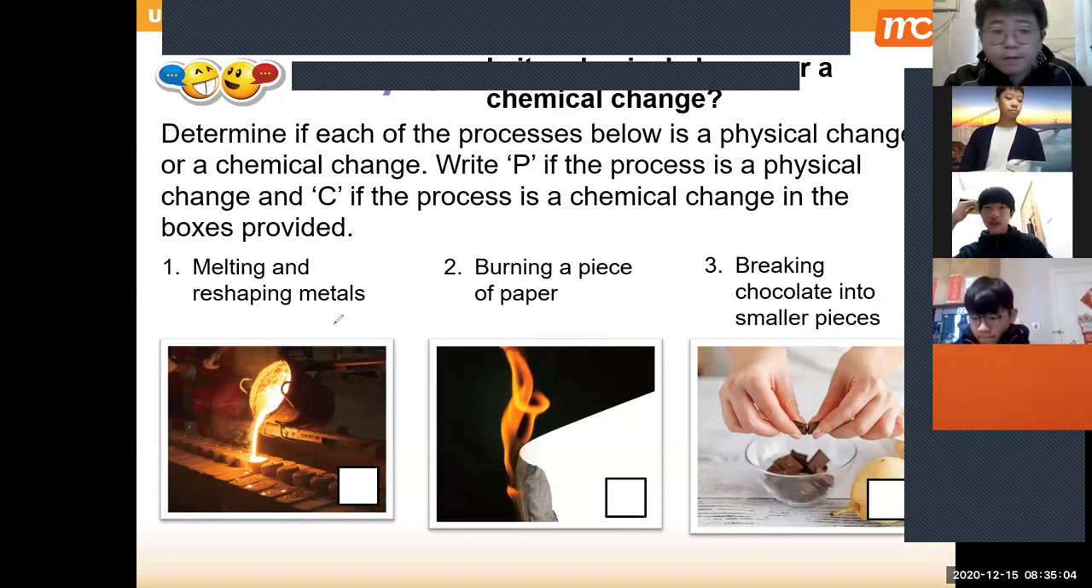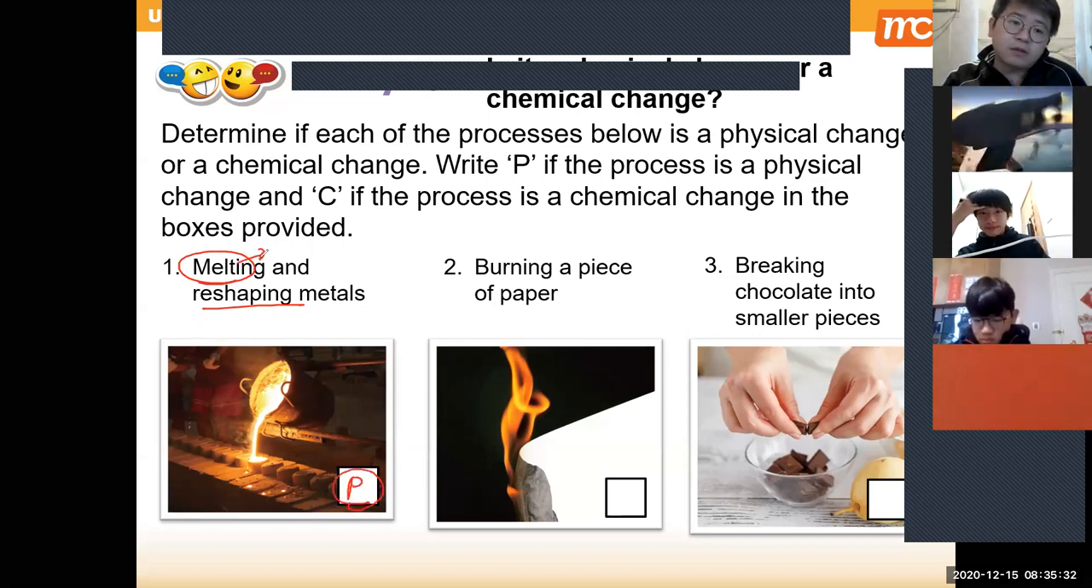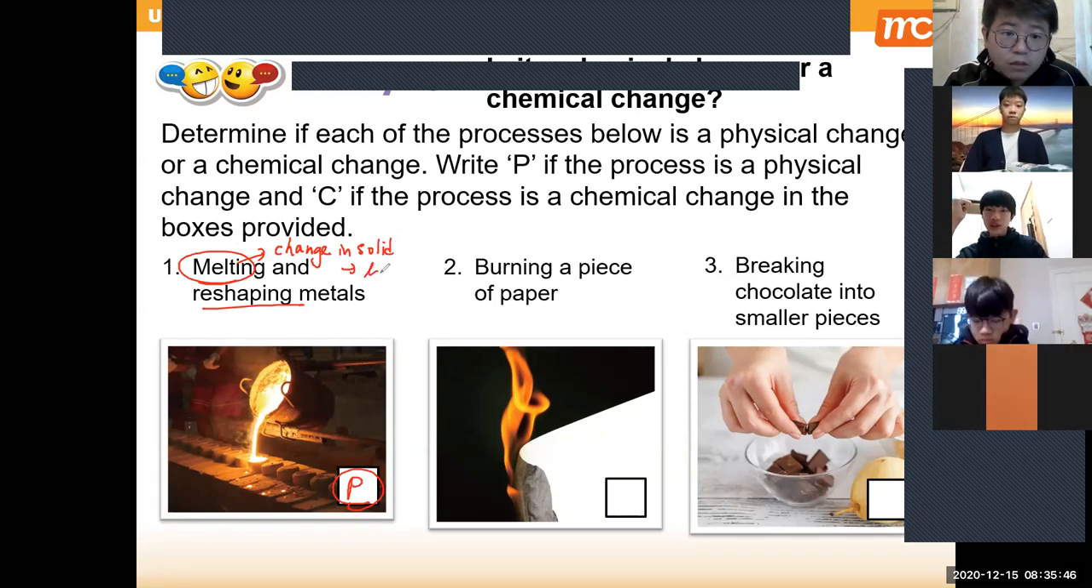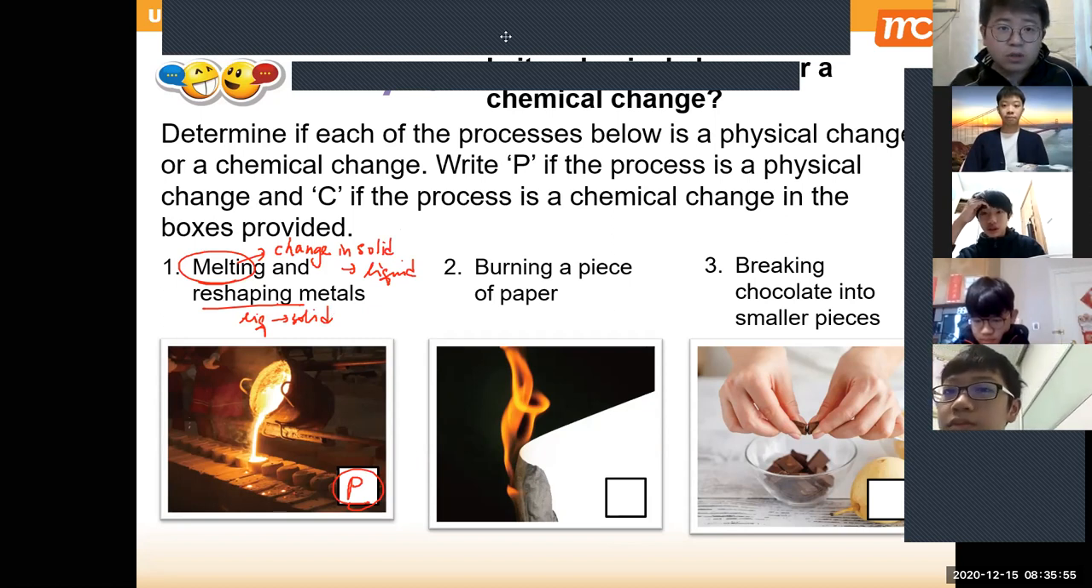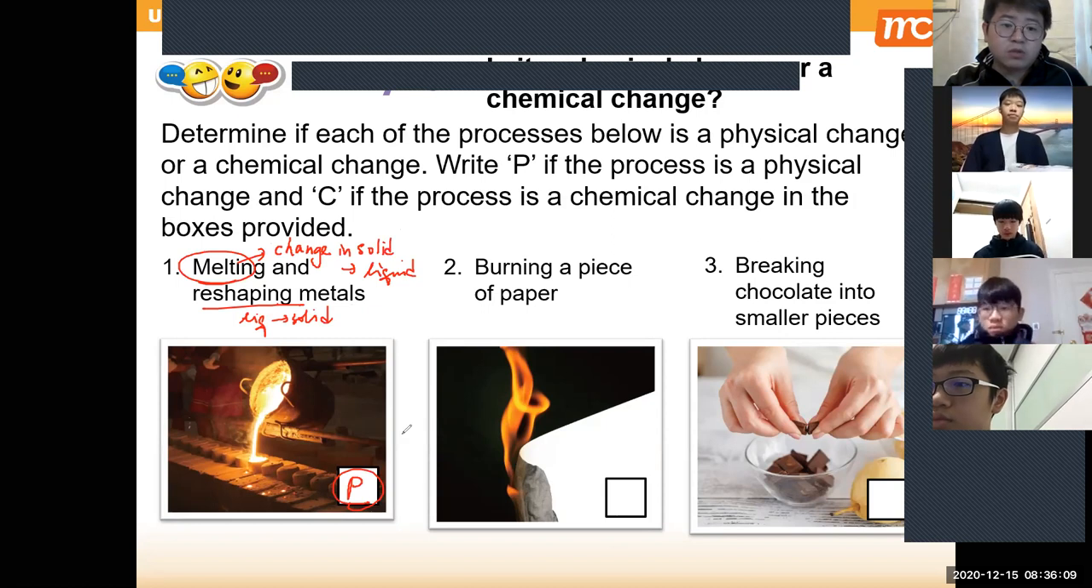Chemical change. Why? Take a look, he just melts the metal to red hot and then pours it into the mold and changes its shape. It's a physical change. Melting means the changing of physical state from solid to liquid only, and then shaping means from liquid turning back to solid. So the whole process doesn't involve any new substance. So it's a physical change.